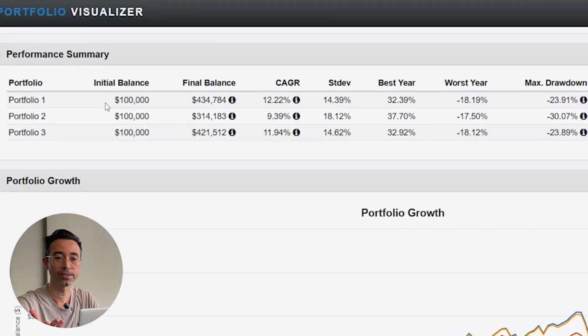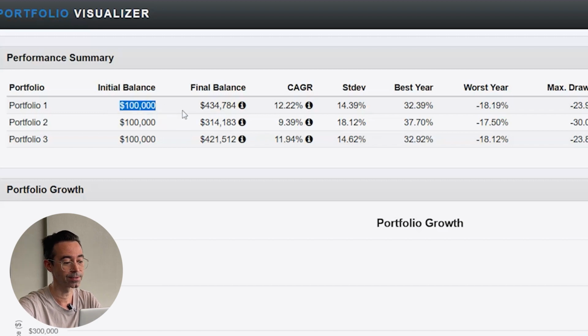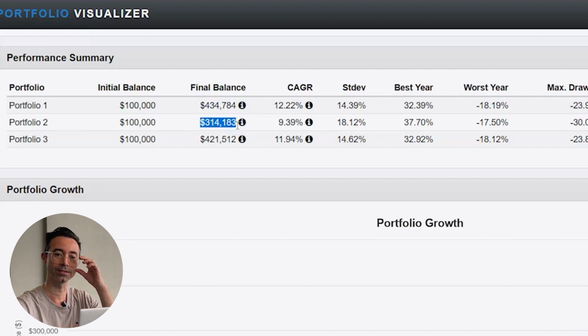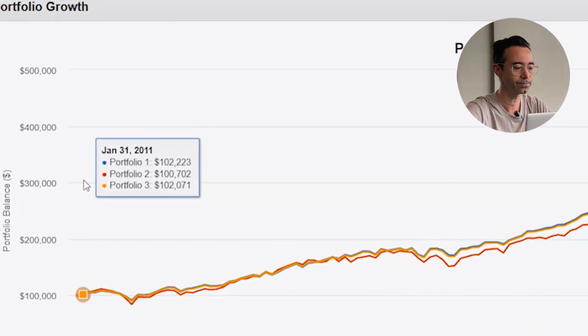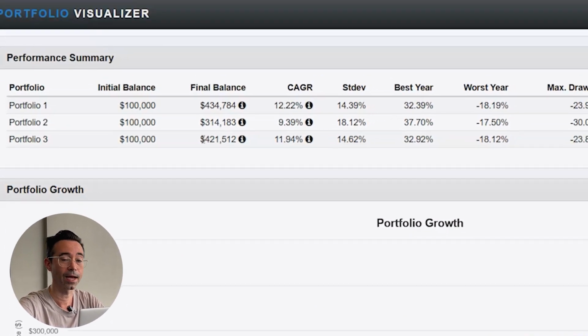So the S&P 500 ETF VOO, $100,000 grew to $434,000. Just the VB ETF, the small caps, only $314,000. Again, small caps didn't do so great over the past few years. This is going back until 2011. And finally, if you had done a 90-10 split, of course, you'd have a little bit less money, not too much less. 434,000 is what it could have grown to if you just had S&P 500, 421,000 if you had the 90-10 split.